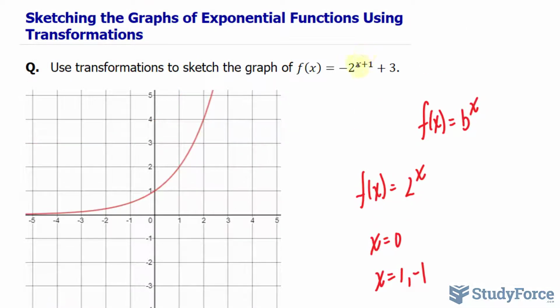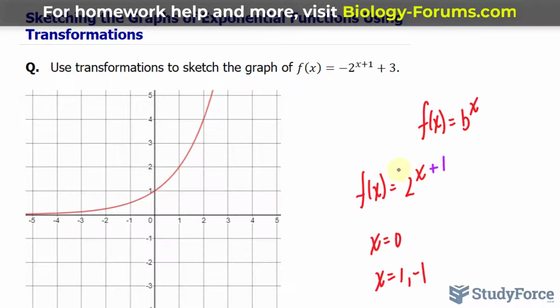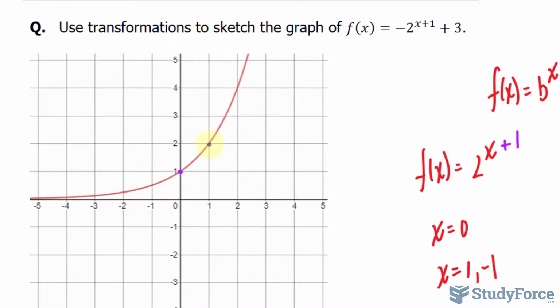Next, I want to consider the exponent. We have x plus 1. The plus 1 here will shift everything that you see 1 unit to the left. So if it's plus 1, it's to the left, and if it's negative 1, it's to the right. So let's take some reference points, and we'll shift each of these once to the left. So I have a point right here, and over here. Now, using a smooth curve, we'll model what we had earlier.